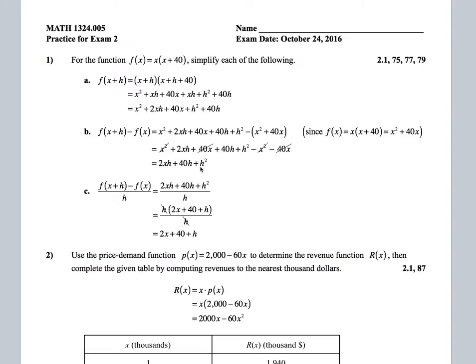In part C, we are to place this expression, the f of x plus h minus f of x, in the numerator and divide by h. So here it is, 2xh plus 40h plus h squared is the numerator. We have an h in the denominator, and in this next step I've factored an h out of each of these terms, and the h in the numerator and the h in the denominator then cancel, so our final simplified expression is 2x plus 40 plus h.